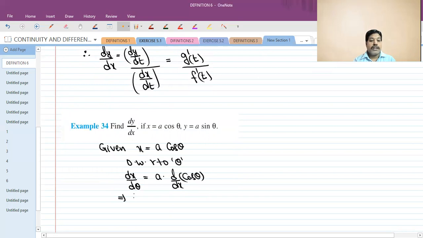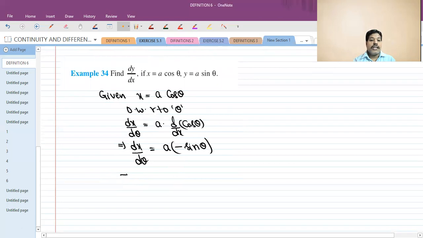So dx by d theta will become a into the derivative of cos theta, which is minus sin theta. So dx by d theta value will become minus a sin theta. Similarly, I will take the y value also.